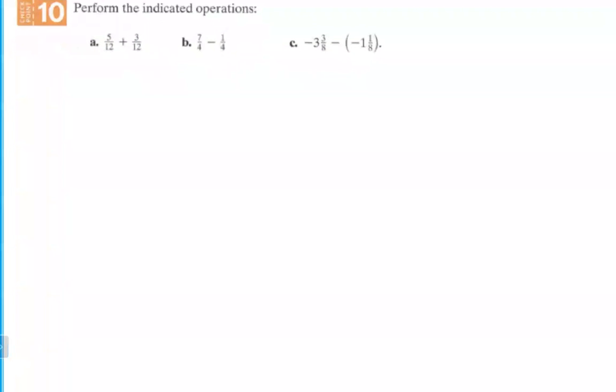So I'm not going to ask you all to do this. I'm going to just call on persons to tell me what to do. Miss Pratt, what's the answer for A? 8/12 when you reduce. Okay, so 8/12, which could be reduced: 4 into that is 2, 4 into that is 3. So that becomes 2/3. Thank you.